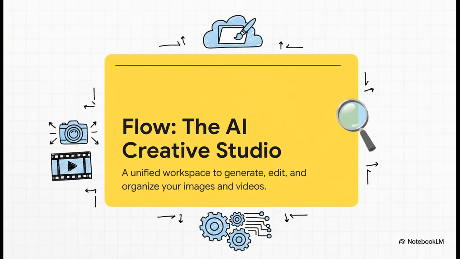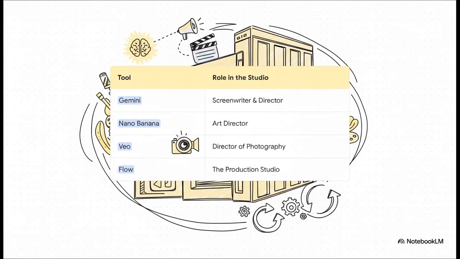And finally, where does all this happen? That's Flow. Flow is the production studio. It's the actual app, the workspace where you, the creator, get to play with all these amazing tools. It's the one place where you generate, edit, and keep all your work organized. So just to recap the whole crew, you've got Gemini directing the story, Nano Banana creating all the art, VO is shooting the film, and Flow is the studio where it all comes together. Each piece is incredibly powerful on its own, but together they create this complete pipeline for making things.